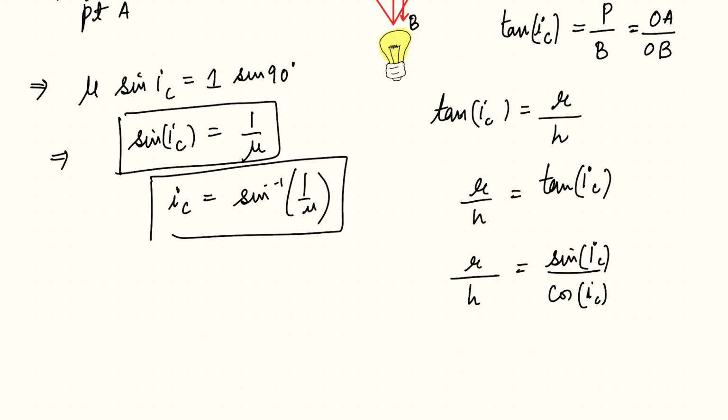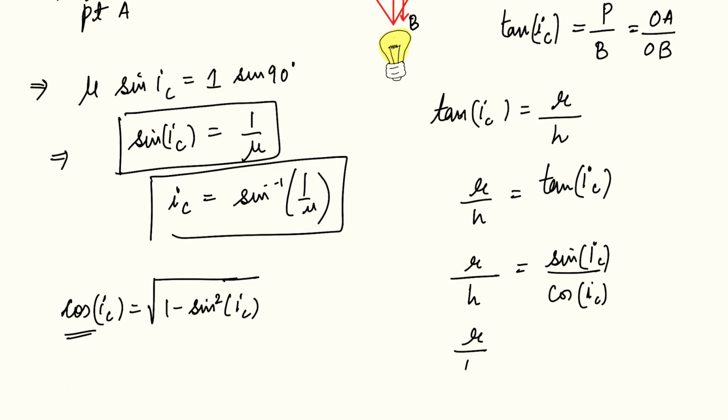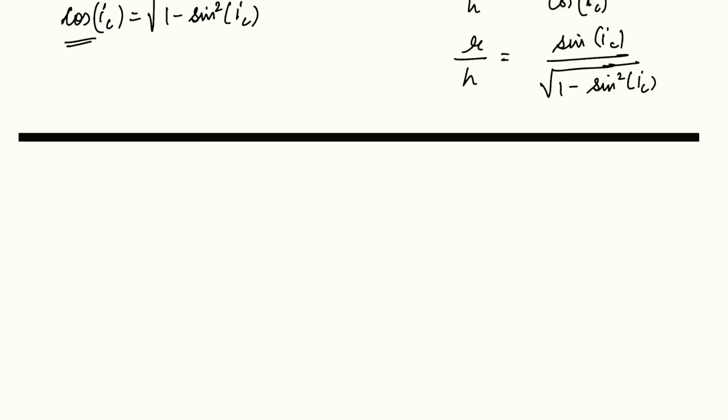Now we also know you can write cos IC as the root of 1 minus sine square IC. I hope you can understand that. You can write it like that. So instead of cos IC, I will write R upon H is equal to sine IC upon root of 1 minus sine square IC. Great. Now let's solve it further.